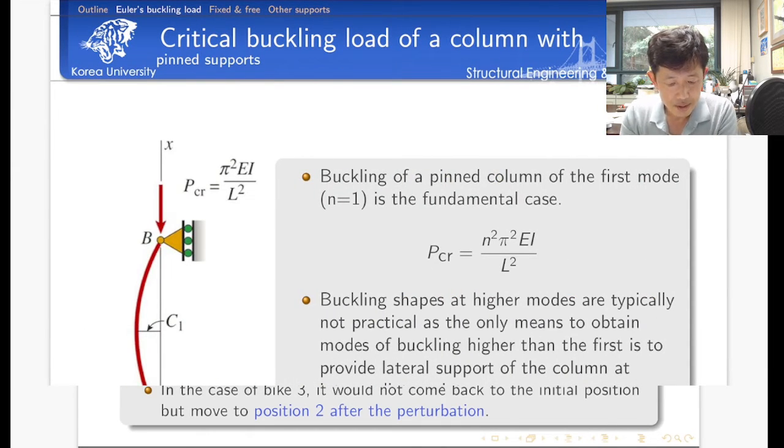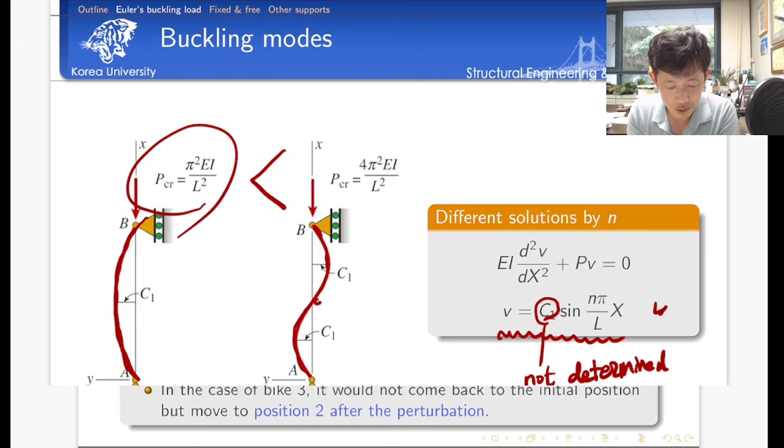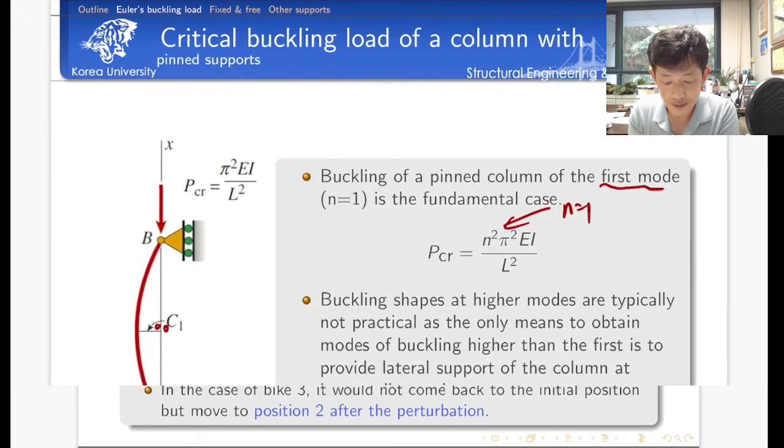And as I mentioned, the Euler's buckling load is for the first mode, where n is equal to 1. But depending on the boundary conditions existing in the middle of the structure, for example, to achieve the second mode, we need to put an intermediate support here. Then we can achieve the second mode of buckling.